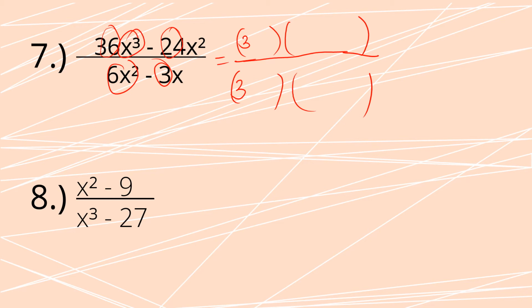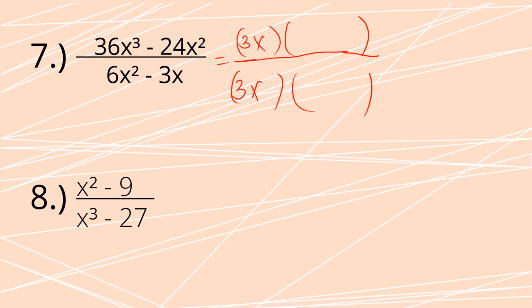Next, ilang x ang kaya nilang ibigay? Si 36 may tatlong x, si 24 may dalawang x, si 6 may dalawang x, and si 3 may isang x. Okay, so isang x lang, no? Kasi ito hanggang isang x lang siya, no? So, wala na tayong makukuha sa kanya ibang x. So, isang x lang. Okay, so we now have the greatest common factor. And no, not really the greatest, no? Para sa numerator. Pero it is the greatest common factor para dito sa lahat, no? Sa numerator and sa denominator.